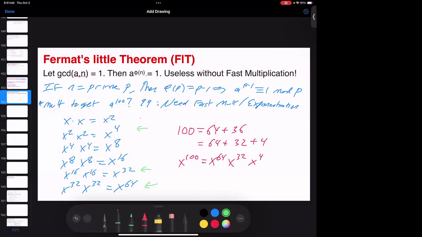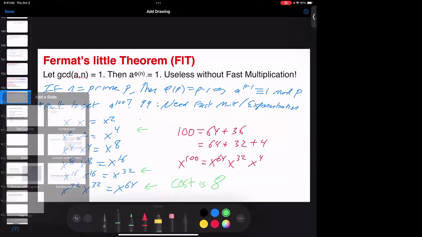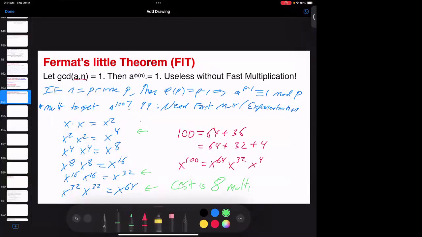If you want to count, to get to x to the 64, I've got to do x squared is 1 multiplication, x to the 4th is 2, x to the 8th is 3, x to the 16th is 4, x to the 32 is 5, x to the 64 is 6. 6 multiplications to get x to the 64. I multiply by x to the 32, that's 7. I multiply by x to the 4th, that's 8. So the cost is 8 multiplications. That's a tremendous savings. The worst case would have been if I had to do everything.